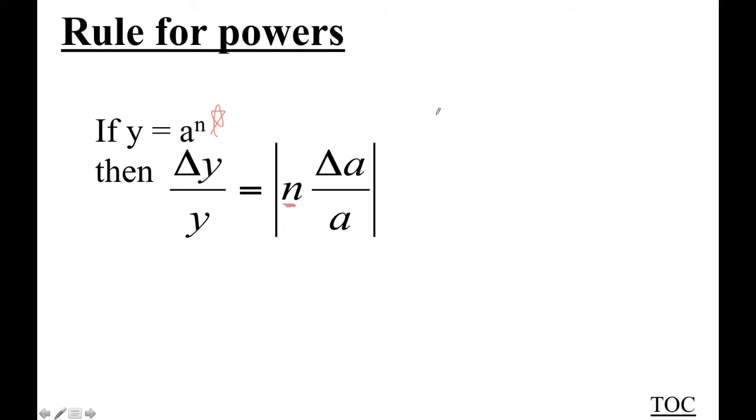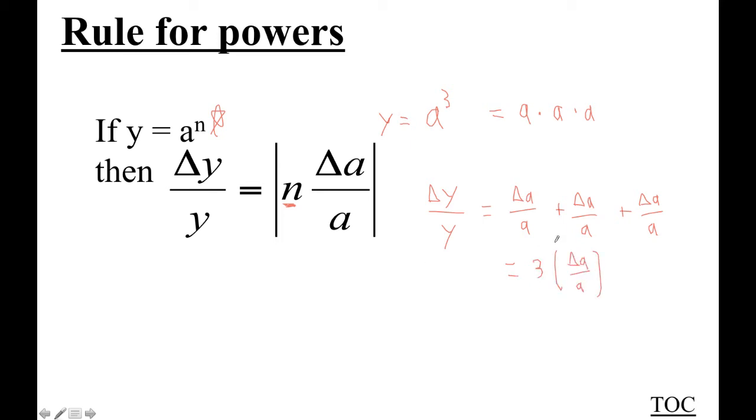The reason this is true is that, of course, let's say you have a to the third, right? That's equal to a times a times a, right? So the uncertainty of y over y would be the uncertainty of a over a plus the uncertainty of a over a plus the uncertainty of a over a, which is clearly 3 times the uncertainty of a over a. So that's where it comes from.